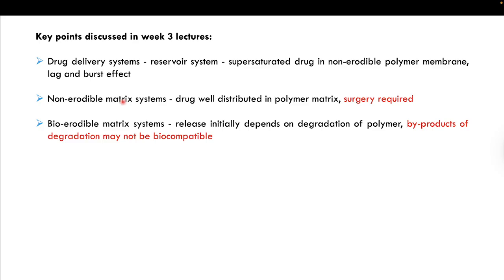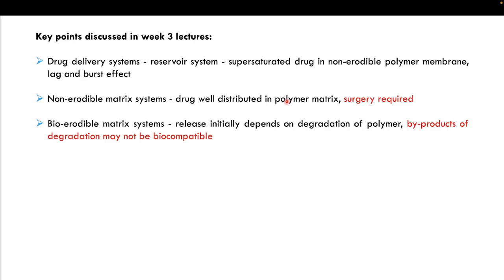So your non-erodible matrix system is nothing but wherein a drug is well distributed in a polymer matrix. The limitation for this particular system is it requires surgery. Because it's non-erodible, you'll have to do a surgery first of all to implant this system into the patient's body, and after its job is done, because you'll have some specific amount of drug in this, you're trying to treat the patient with this drug.